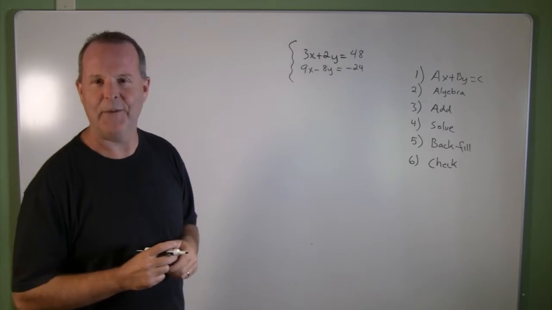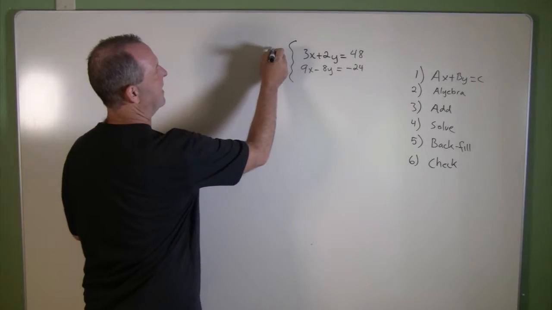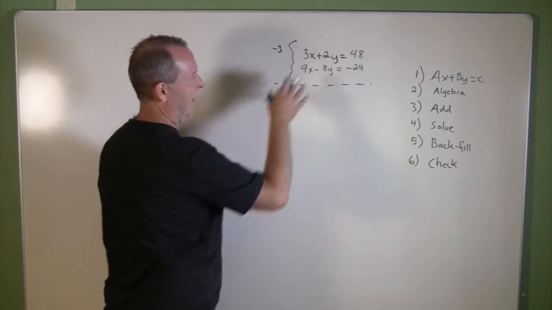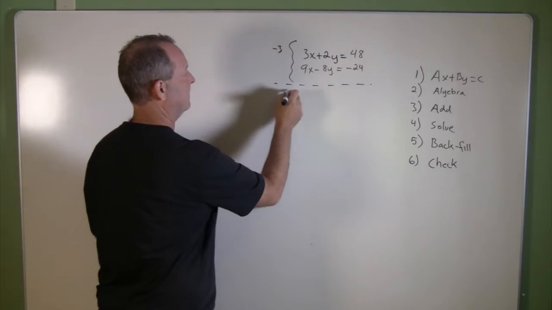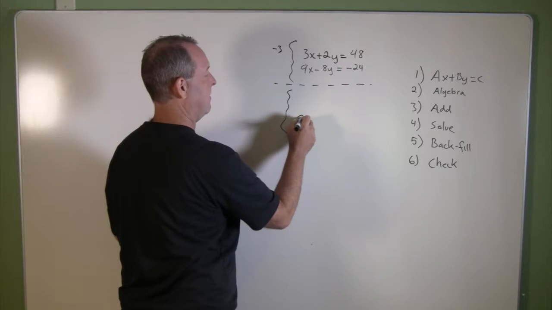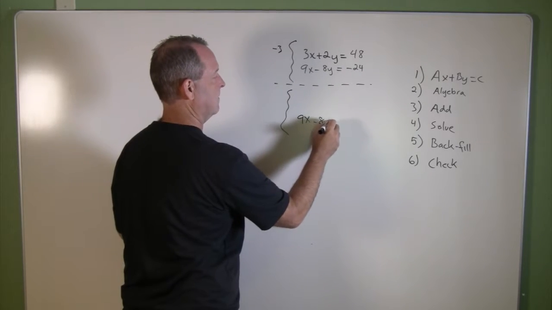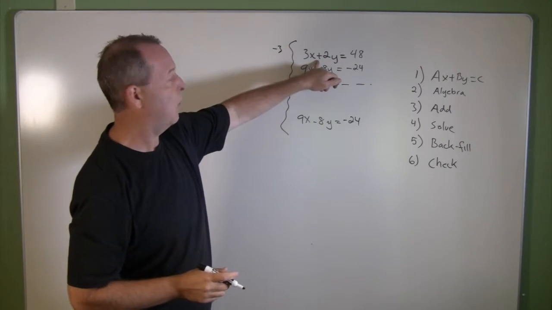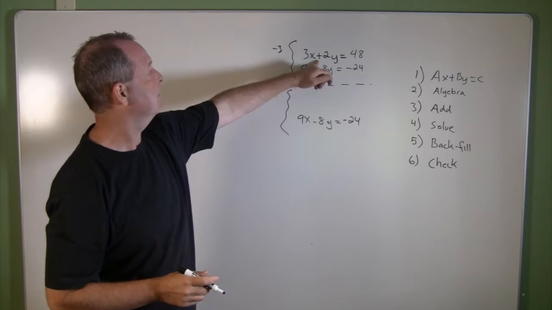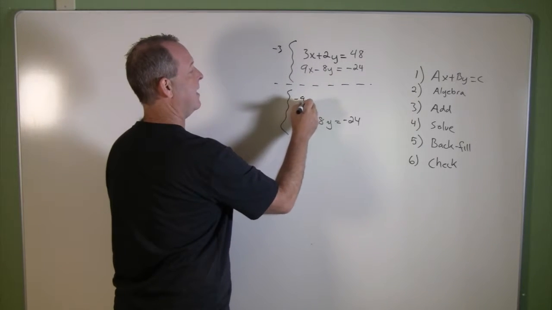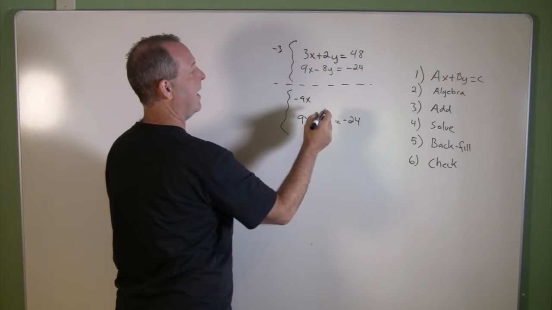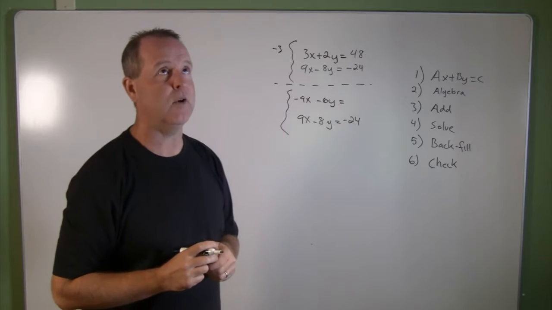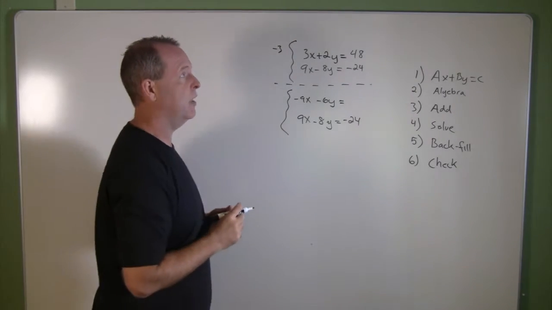Let's expand our abilities a little bit. So I'm just putting a little bit of a -3 out there as a reminder for me. And then I'm going to write my next iteration of this system. The bottom line stays the same. The top one, I'm going to multiply both sides of the equation by -3. So I have a -9x. -3 times a 2y gives me a -6y. And 48 times -3 is -144.